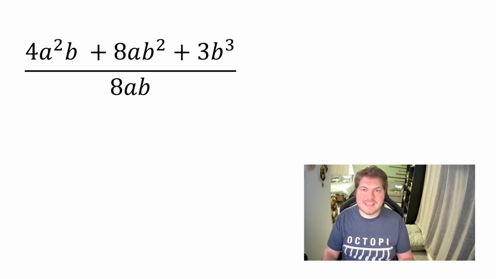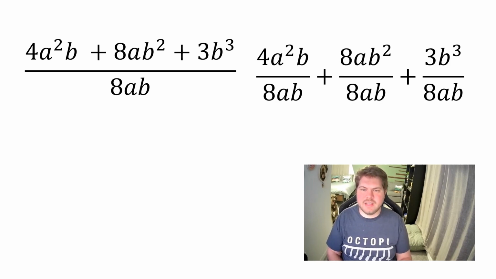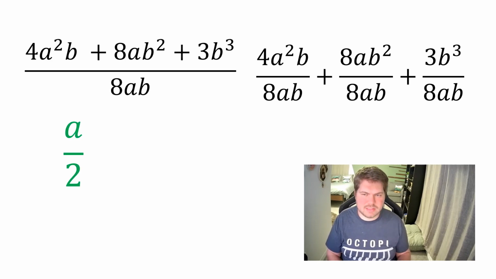All right, everyone, last example for today, and then please try some on your own. Let's look at these as individual pieces. All right, and then let's look at this first piece. 4a squared b divided by 8ab. 4 over 8, that's going to be the same as 1/2, or at least a 2 at the bottom. Now we have 2 a's at the top, 1 a at the bottom, so we're left with 1 a at the top, and then the b's cancel out. So we're left with an a at the top and 2 at the bottom. So it's going to be a divided by 2.